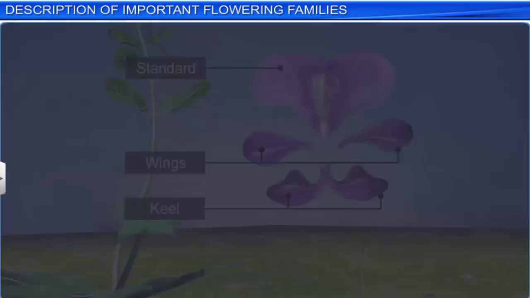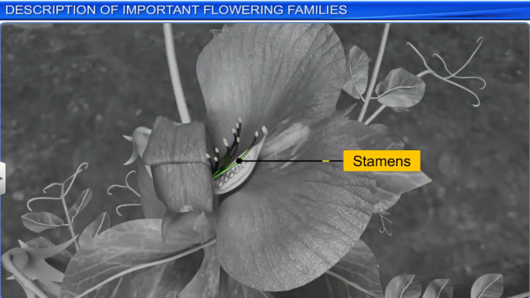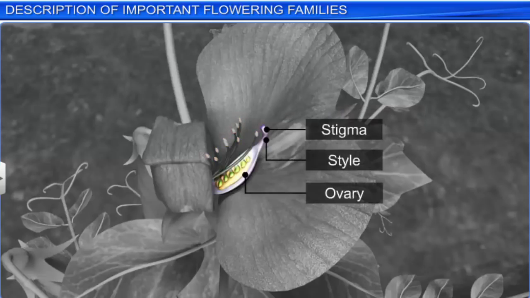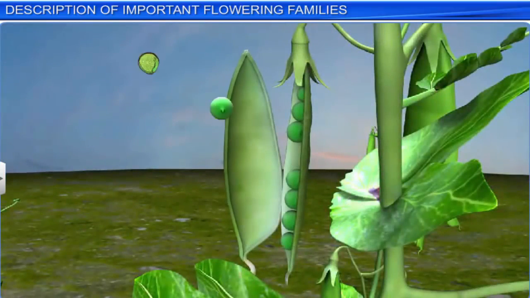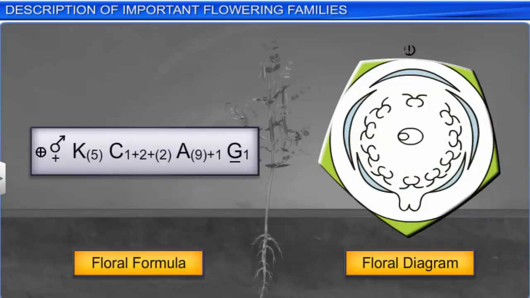In these plants, the androecium consists of 10 stamens that are diadelphous with a dithecous anther. The gynoecium has a superior ovary and is monocarpellary, which means it has just one carpel. The ovary is unilocular with many ovules, and these flowers have a single style. Fruits of this family are legumes with one to many non-endospermic seeds. The floral formula and the floral diagram of the Fabaceae family are as shown.